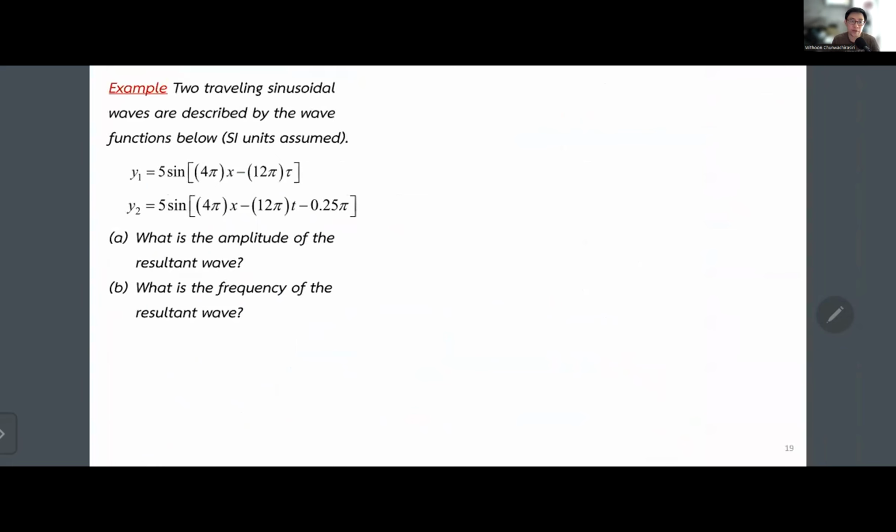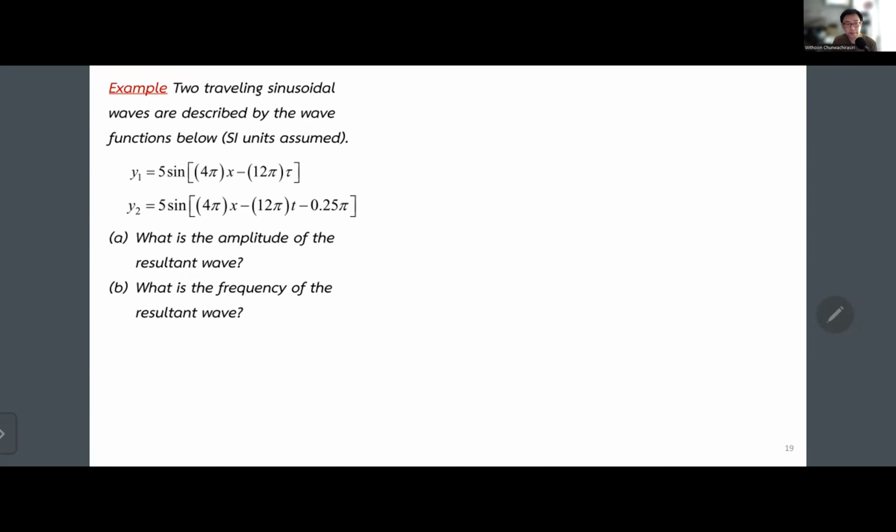Two traveling sinusoidal waves are described by the wave functions below. And I think by this time, you must be very comfortable looking at this wave function. Everyone knows how to read this. A, what is the amplitude of the resultant wave, guys? And part B, they dig a little bit deeper, just asking what is the frequency of that resultant wave. Okay, let's attack the easy one first.